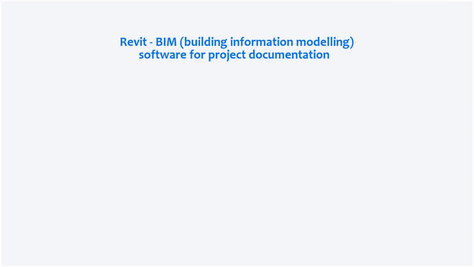Let's make a brief introduction of the program. Revit is a building information modeling software for project documentation. It's different from AutoCAD, which is a pure general CAD, computer-aided design. Revit provides us the possibility of making complete projects in architecture and engineering subjects.